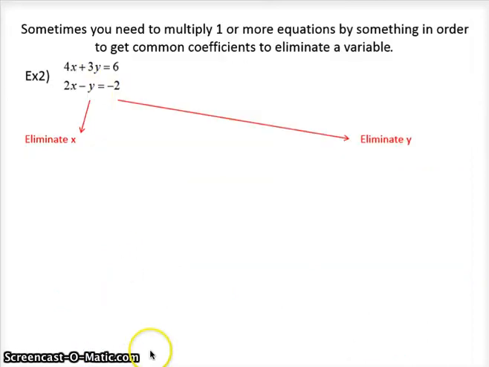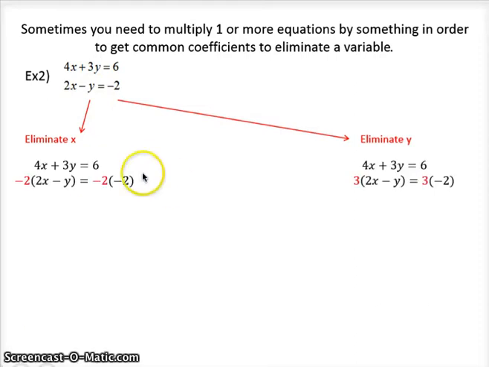Now, what you have to be careful of is sometimes we need to multiply one or more of the equations by something in order to get a common coefficient so that we can add straight down and eliminate a variable. So we can see here that by adding straight down, we won't be able to eliminate either of our variables. If we multiply the second equation by a -2, though, our x will become a -4x for the coefficient, and they would eliminate. If we multiply the second equation by 3, we would end up getting -3y, so that when we add straight down, the y's eliminate.